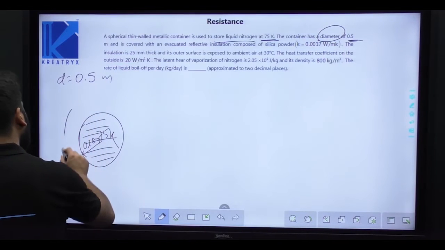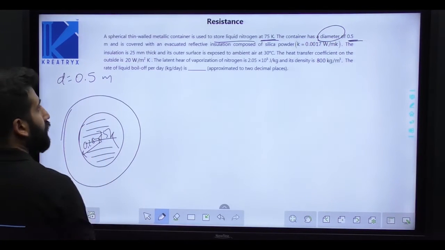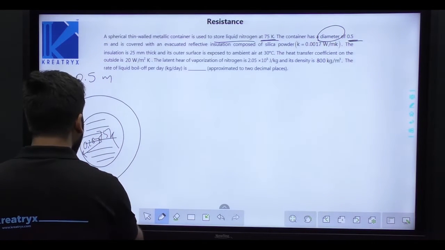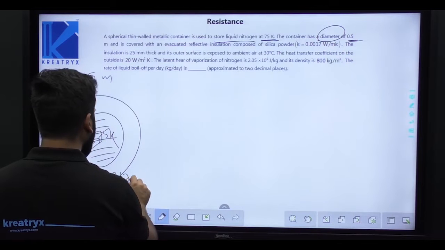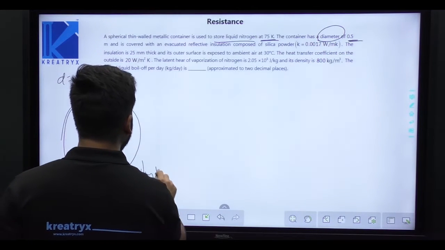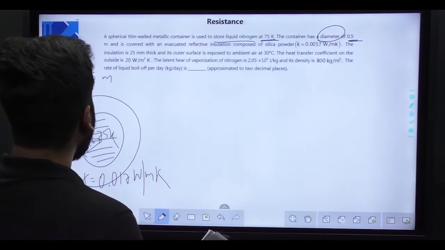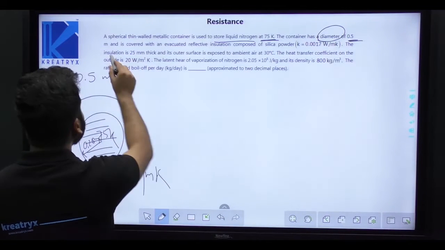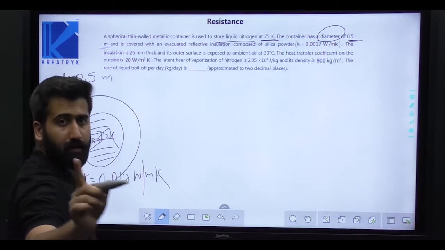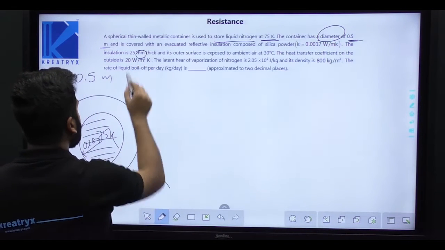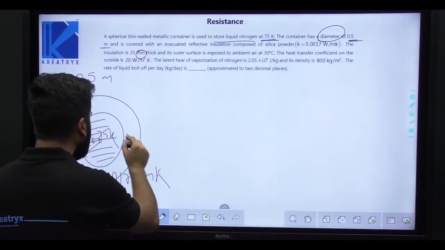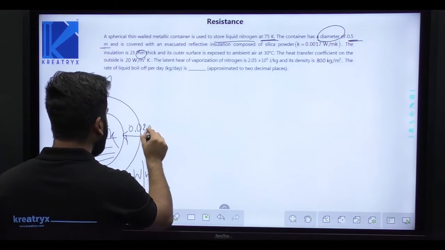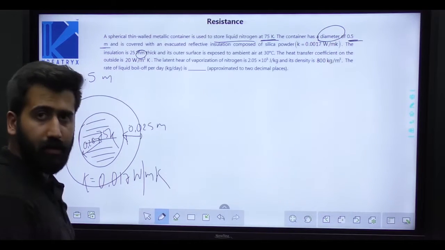There is an insulation whose thermal conductivity is given, that is K equal to 0.017 watt per meter Kelvin. The insulation is 25 mm thick. Here the diameter is in meters, so the thickness given in mm is converted to meters only. So this is 0.025 meter, the thickness.